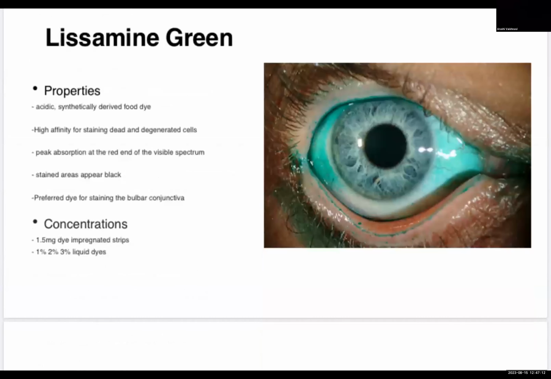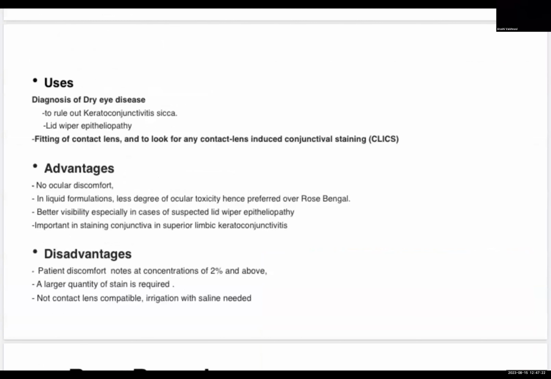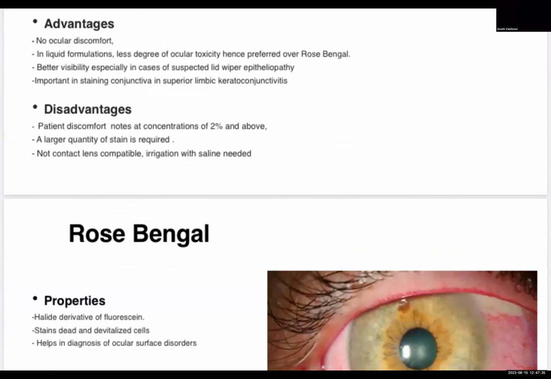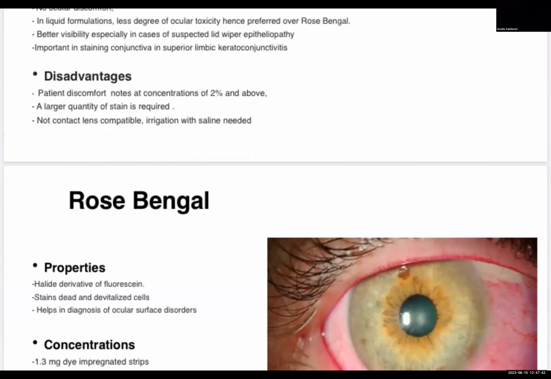The next dye is Lissamine green. It is an acidic dye used for staining dead cells, preferred for staining bulbar conjunctiva. It is used for diagnosing dry eye disease, to rule out keratoconjunctivitis sicca and lid wiper epitheliopathy. It is also used in fitting of contact lenses and to look for any contact lens induced conjunctival staining. It causes no ocular discomfort and produces less ocular toxicity, and hence is preferred over rose Bengal stain. But it needs to be used in a larger quantity, and it is not contact lens compatible.